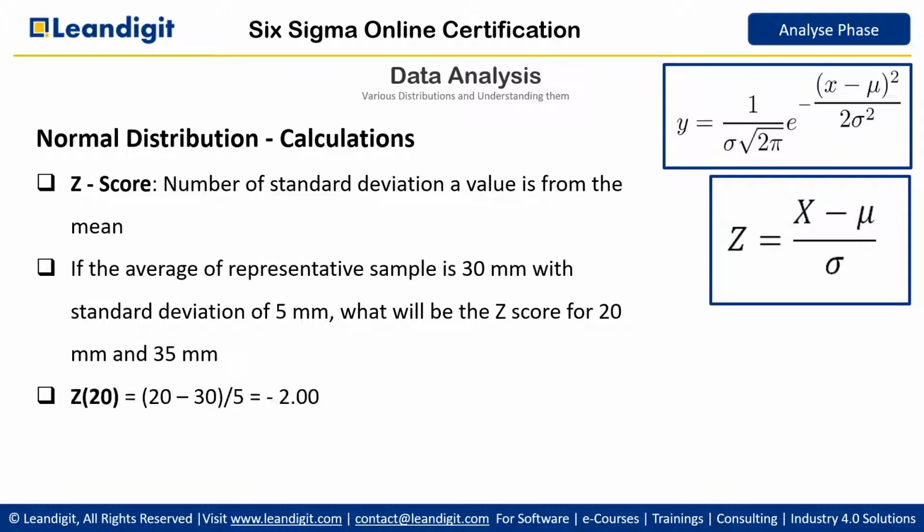So how are we going to calculate? For 20, x is 20, mean is 30, divided by standard deviation of 5, we get minus 2, which indicates a negative z-score, meaning the value is below the mean. If we see 35, which is more than 30, it will have a positive z value. So 35 minus 30 divided by 5 gives me plus 1 z value.